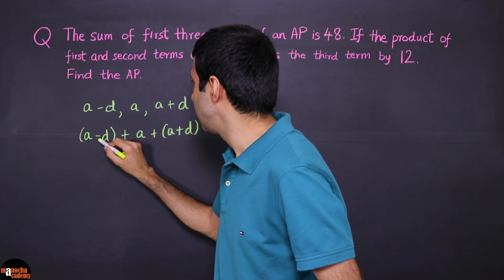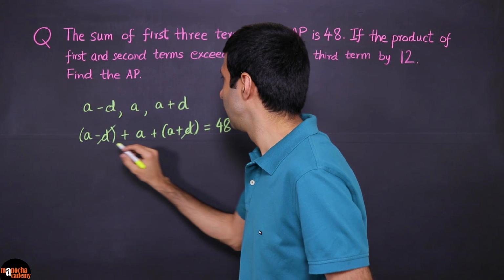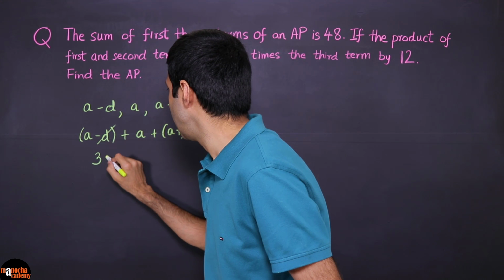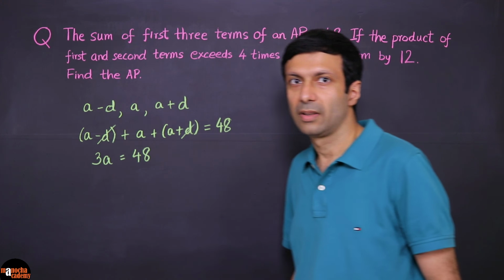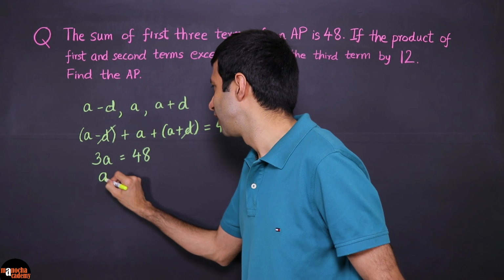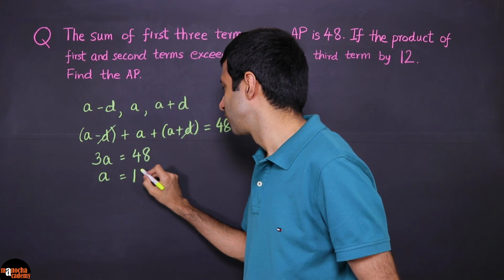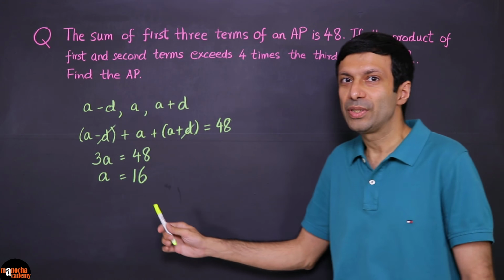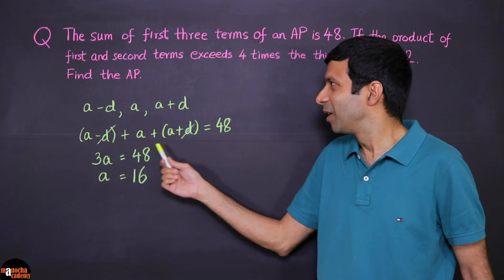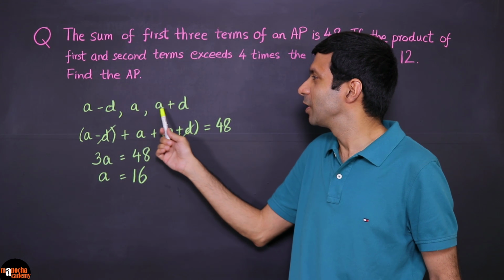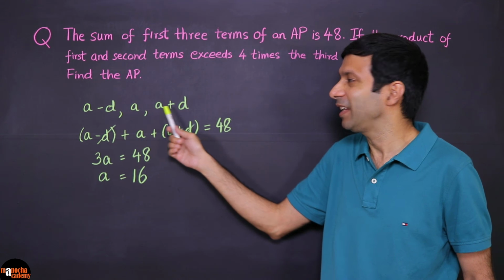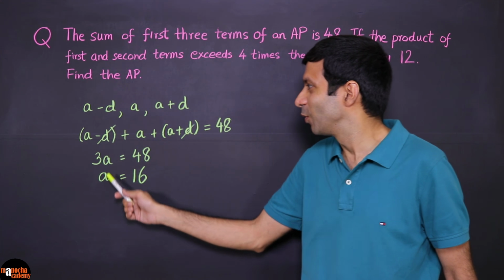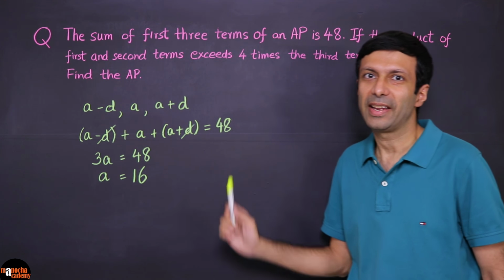So now here you can see the D will cancel out, right? And so we'll have 3A equals 48. And so what is the value of A? It's 16. So can you see how convenient it was? Because we took these 3 as the first 3 terms, the D got cancelled out. We took A minus D, A and A plus D. And so it was very simple to solve for A.